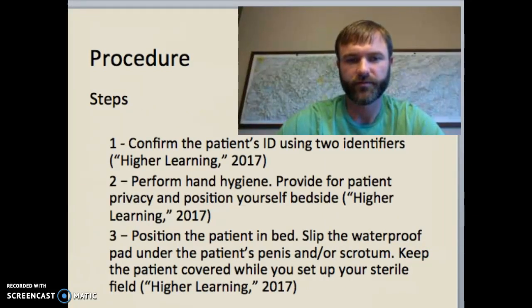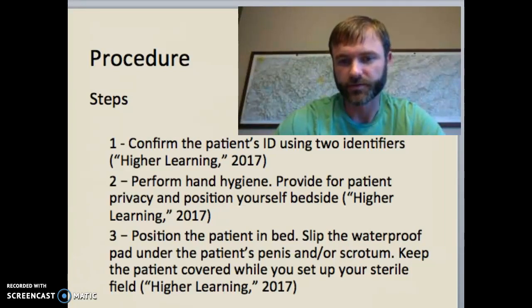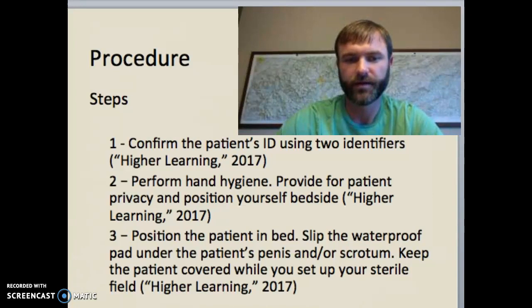After all supplies have been gathered, it's time to begin the procedure. There's 15 steps for inserting a Foley catheter. As we go through the procedural steps, I would encourage you to pay particular attention to the steps that are highlighted in bold, as these may appear later in the module.